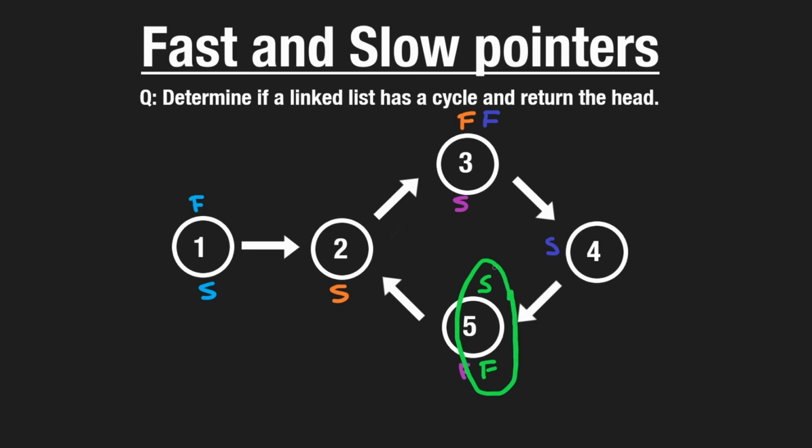Of course, they might not intersect. Maybe the fast pointer goes out of bounds. In that case, we would return null as the result. But in this case, they do intersect. That's when we know we definitely have a cycle.